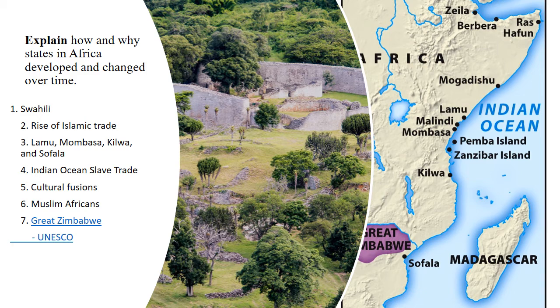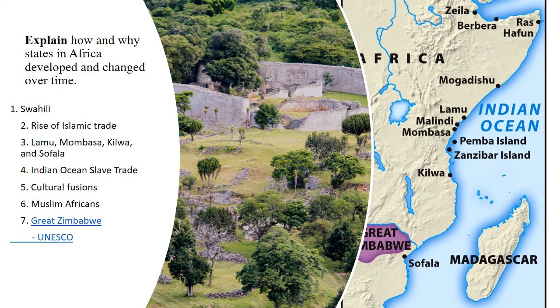Starting with the word Swahili. Okay, Swahili refers to a few things. This region has been referred to as the Swahili Coast. Swahili refers to a language used by these people. The word Swahili itself is actually a word that means coasters, like people from the coast. And this was the civilization of coastal East Africa.